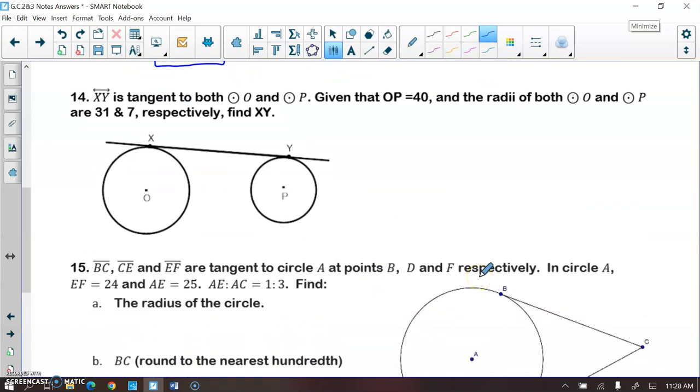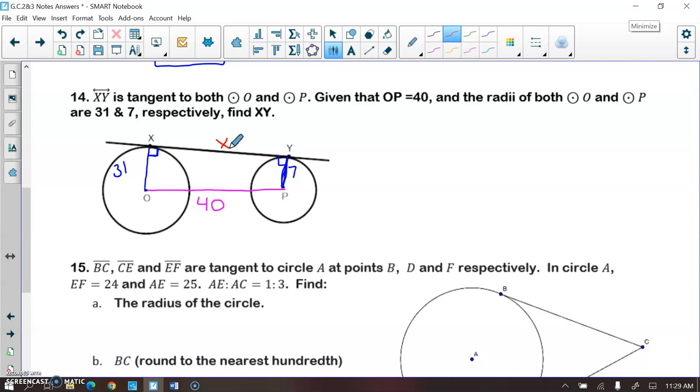All right. XY is tangent to both circle O and P. We are given that OP is 40. And the radii of both circle O and P are 31 and 7 respectively. So that means O to X, which creates a 90-degree angle because the radius is perpendicular to a tangent, is 31. And P to Y, this is not drawn to scale, is 7. So what we're going to do, we want to find XY. I'm going to label that as X.